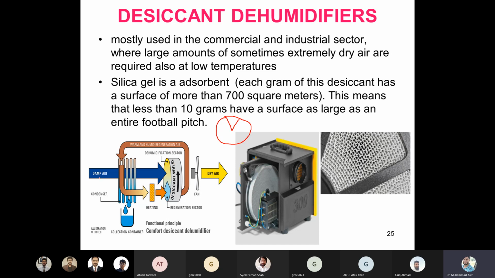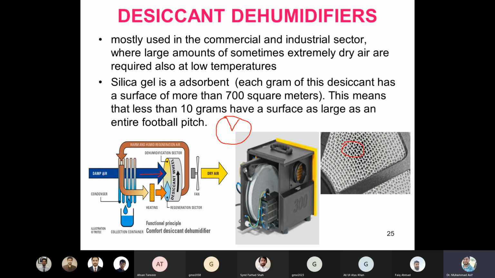So what happens? Let's say this is the outside air. Outside air is much more humid. It contains a large quantity of water vapor. So when it moves, let's say when it moves here, right? When it comes in contact with that rotating wheel, this surface area, that's called the adsorbent material.